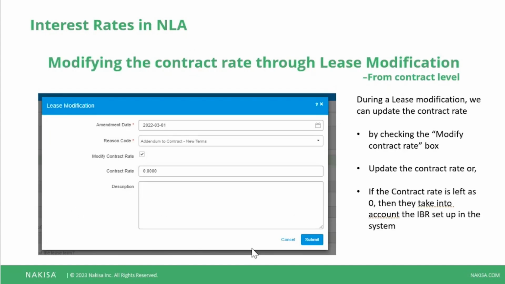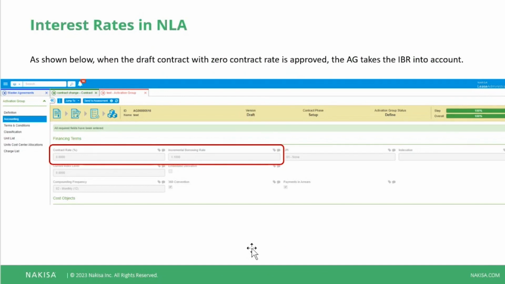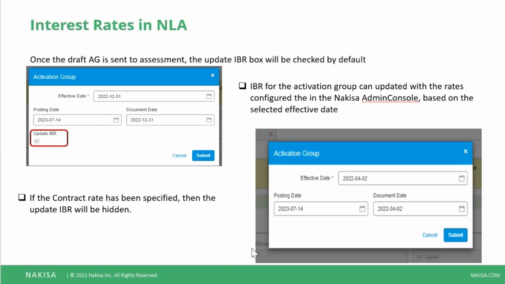But if you are using an implicit rate, this is where you will be introducing the contract rate itself. And if you leave it at 0, based on the setting, normally you will be asked to switch to IBR. So this is the first step where, with every event, you will find that. And if you leave that field 0 as it was shown in the previous step, then the system is going to consider the IBR. And as you are moving to the send to assessment, you will have this update IBR, which is by default already set up. So you will have your rate in the schedule.